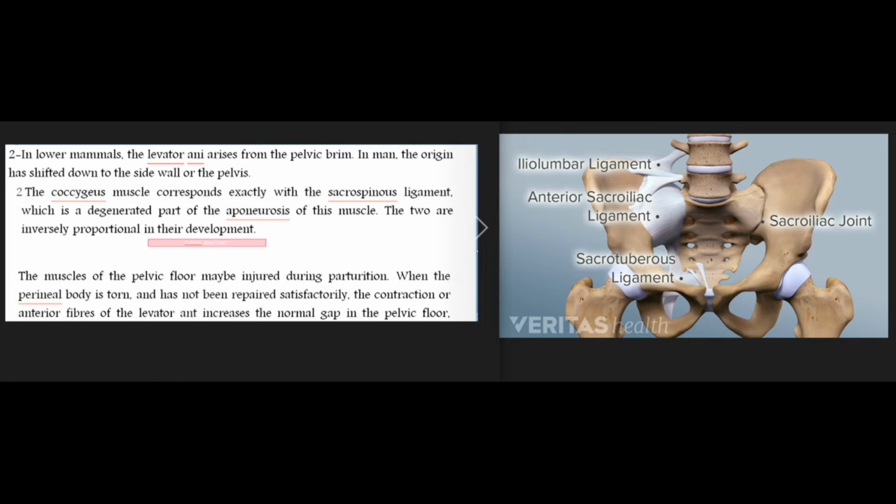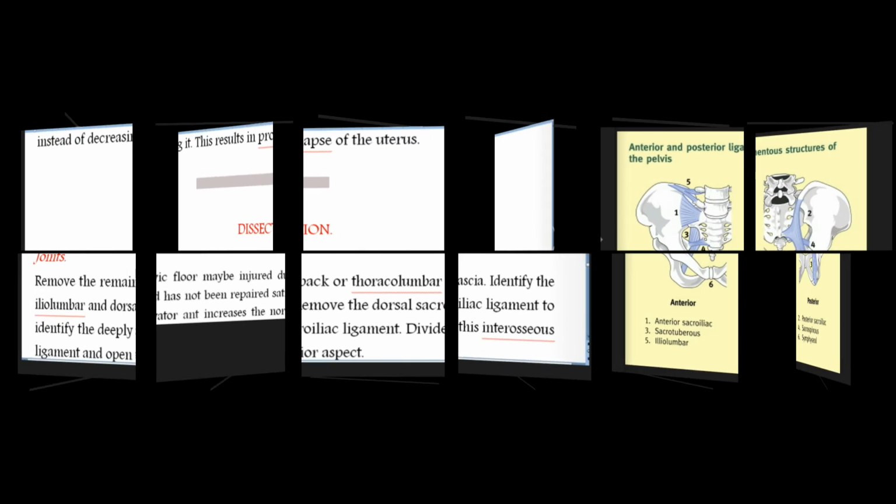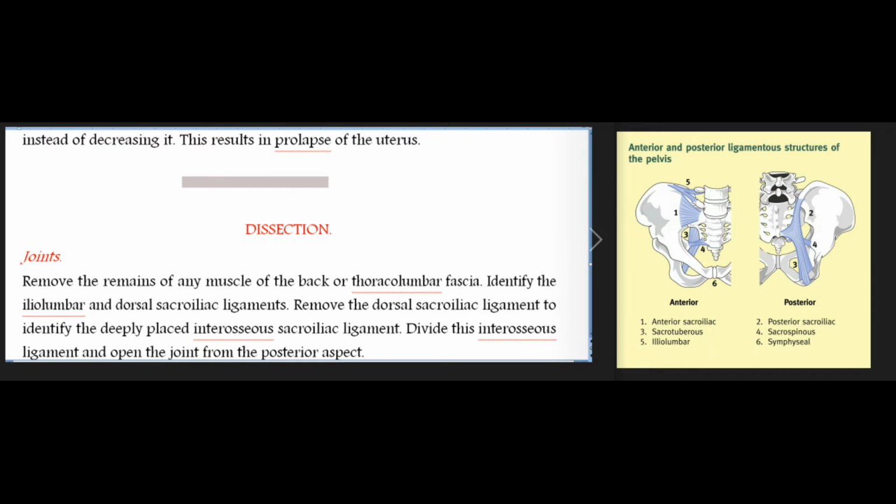The muscles of the pelvic floor may be injured during parturition. When the perineal body is torn and has not been repaired satisfactorily, the contraction of the anterior fibers of the levator ani increases the normal gap in the pelvic floor, instead of decreasing it.